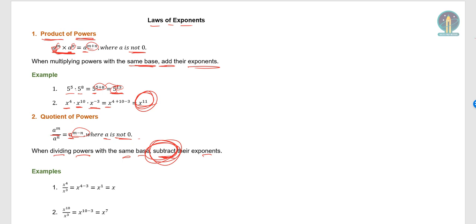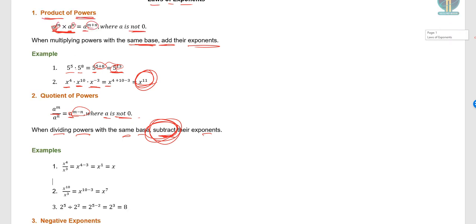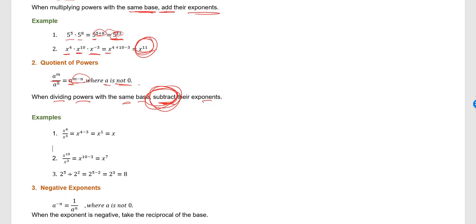Let's look at examples. x to the 4th divided by x to the 3rd. So again, common base x. So just take the exponent up here, 4, and then do minus 3. So x to the 4 minus 3 power, which comes out to 1. So x to the first power, which is just x.